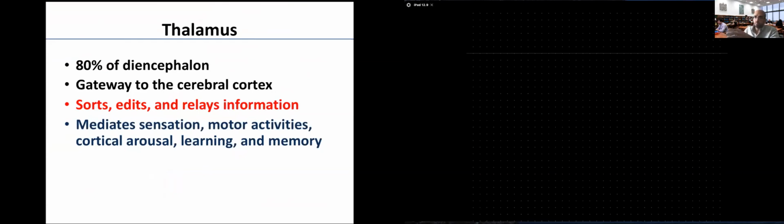It acts as a gateway to the cerebral cortex. Its function is to sort, edit, and relay the information, mediating sensations, motor activities, cortical arousal, learning, and memory. So the different functions of the cerebral cortex are going to be mediated and regulated by the thalamus. So I like to give it a nickname here as the vice president. This is a part of the brain that will be sorting, editing, relaying the information to the president, which is the cerebral cortex.